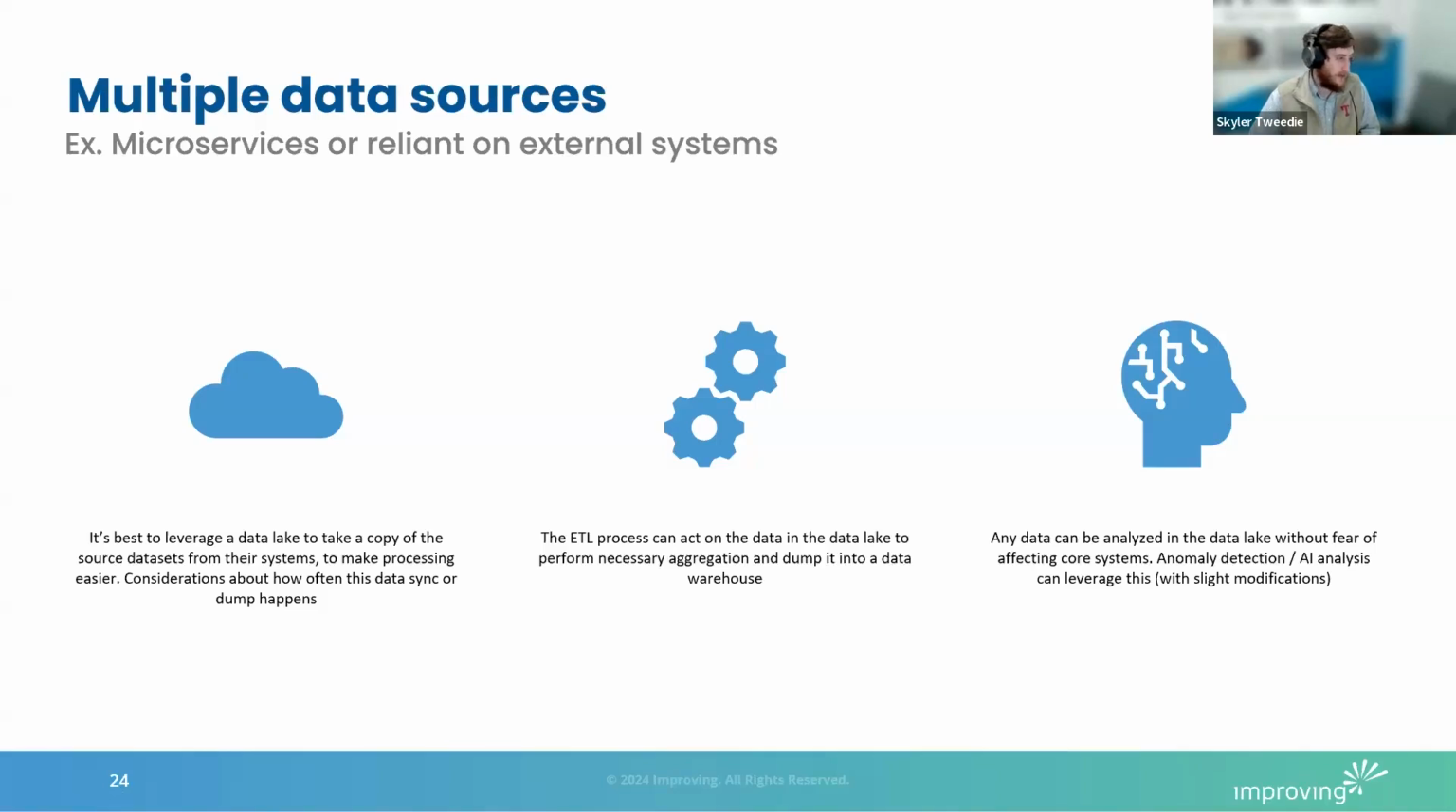It's best to leverage a data lake to take a copy of the source data sets from their systems. Once you have your data in a data lake, you can process that data in place. You can slice and dice it however you want, and you can join it and build insights however you want that way without affecting the original data. Then you can run your various ETL processes, and then you can analyze it however you want. The main point is that you're trying to avoid affecting your core systems.